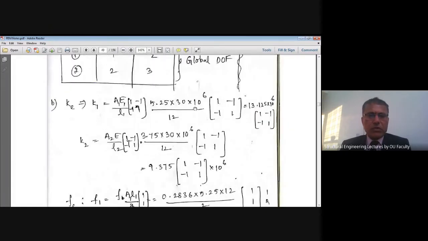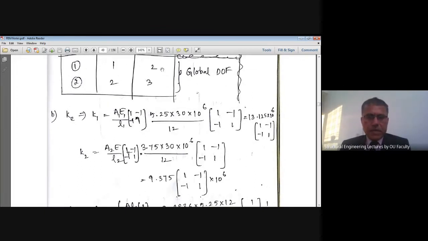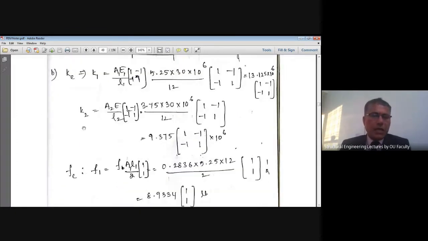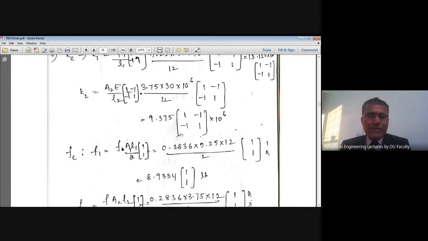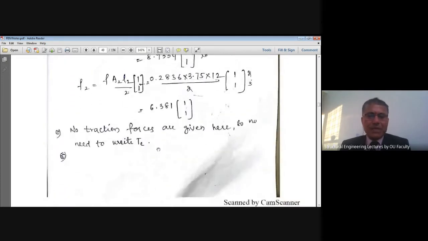Now I'm going to the first element stiffness matrix. Now you can see that this is along 1, 2, 1, 2. As per this element connectivity table, this is along the first degree of freedom, second degree of freedom, first degree of freedom, second degree of freedom. Hence, I'll copy this 13.125 along 1, 2, 1, 2. Right, like that, I'll copy this coefficient 9.375 along the second, third degrees of freedom.